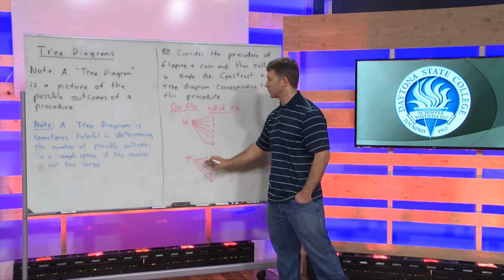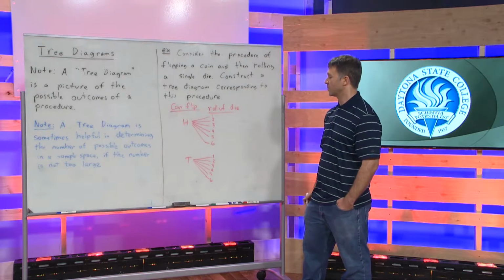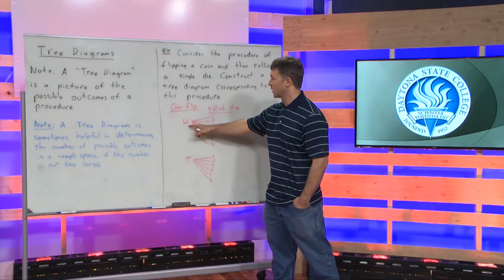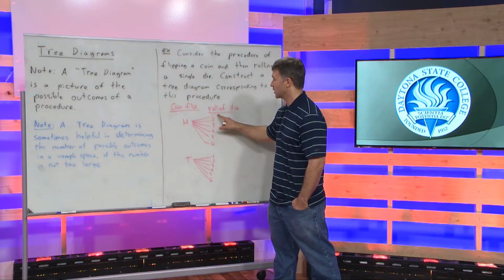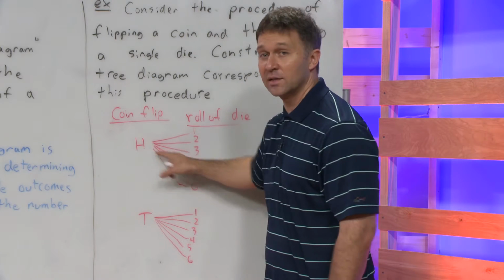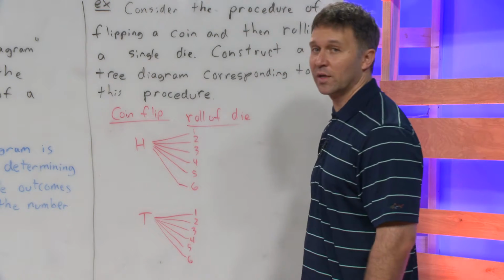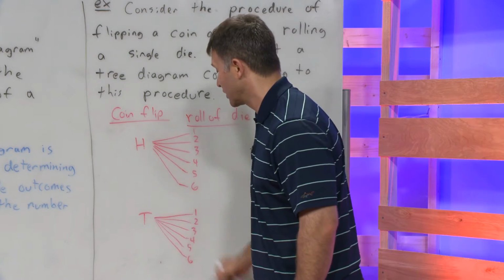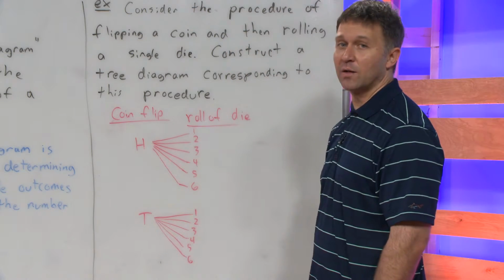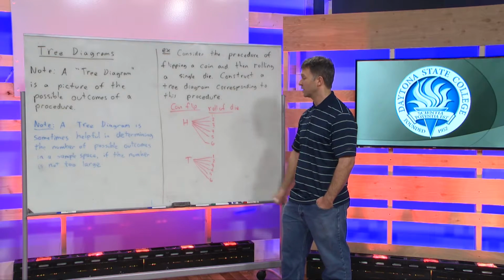So this right here would be a tree diagram corresponding to the procedure of flipping a coin and then rolling a die. And so you can see how many different simple events are in the sample space. You could get a heads with the first flip and then a 1 with the roll of the die, a heads and then a 2, a heads and then a 3, heads and then a 4, heads and then a 5, or heads and then a 6. So there's 6 different things that could happen if you get a heads with the coin flip. And then there's 6 different things that could happen if you get a tails with the first flip. So altogether, there are 12 different simple events in this sample space, as illustrated by the tree diagram that we have right here.